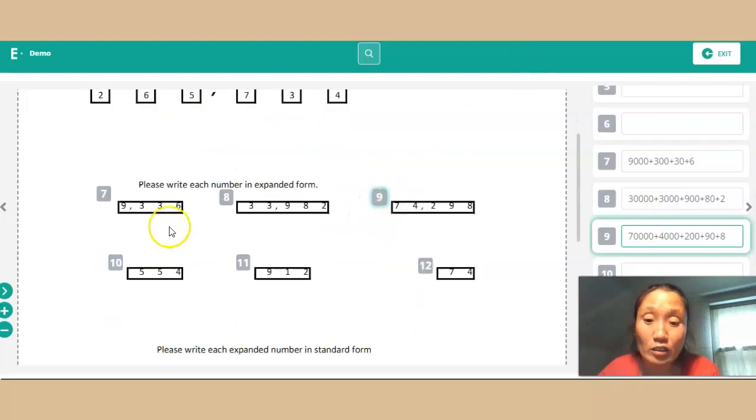Okay, so you need to answer in expanded form. You've already done this. Questions? Let me know.